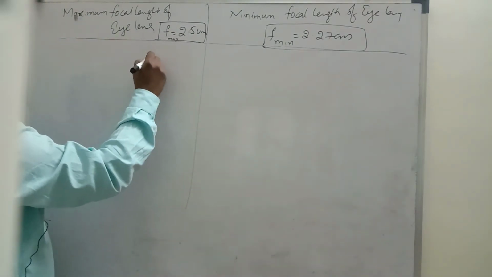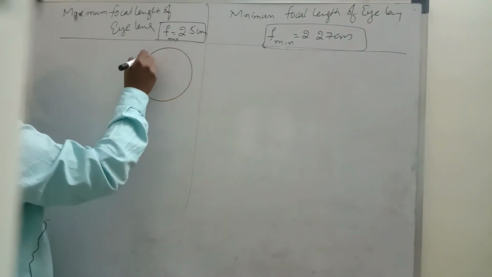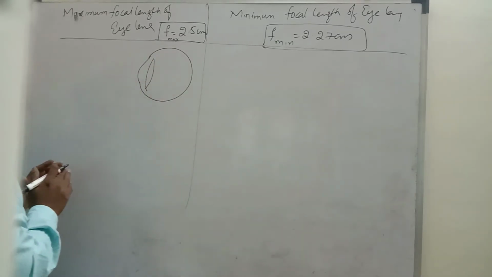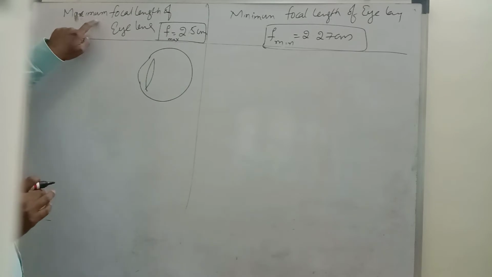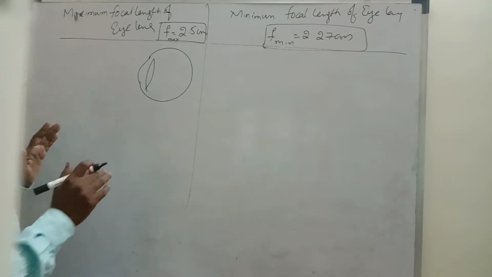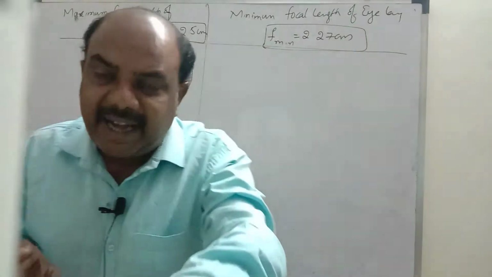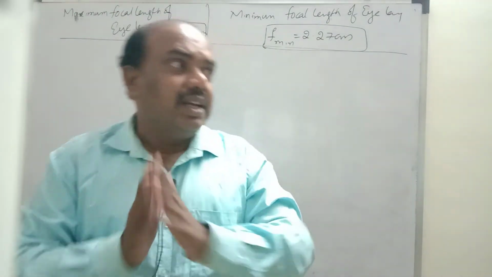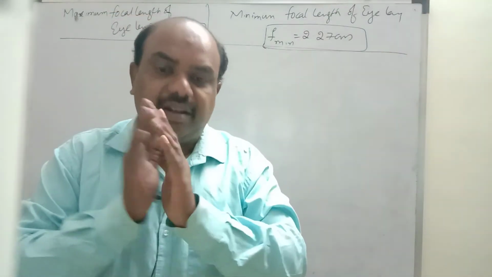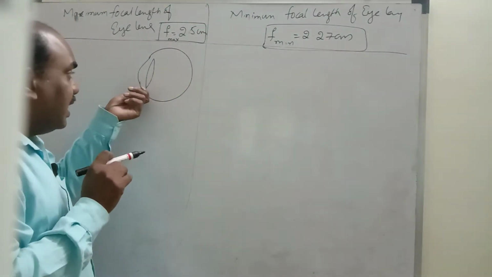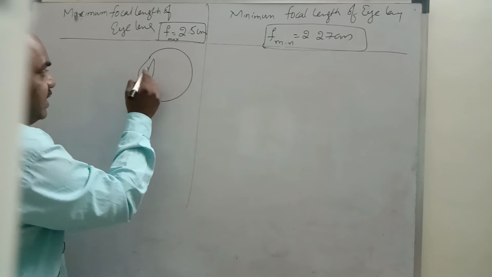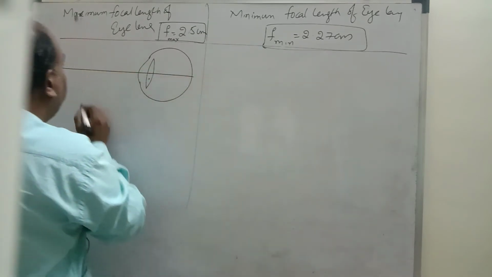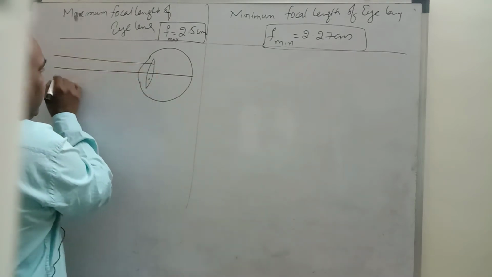Let us consider, when do you get maximum focal length? Just imagine this is the eyeball. We will get the maximum focal length if the eye lens contracts. When you see a farther object, our eye lens contracts. Let us consider our eye lens is contracted. The center of the eye lens is called optic center. This is the principal axis.